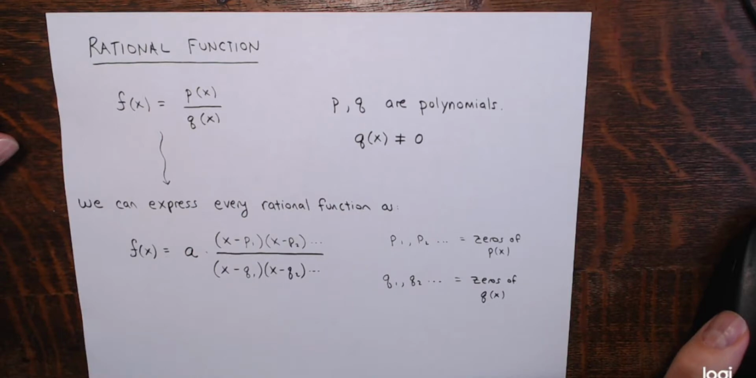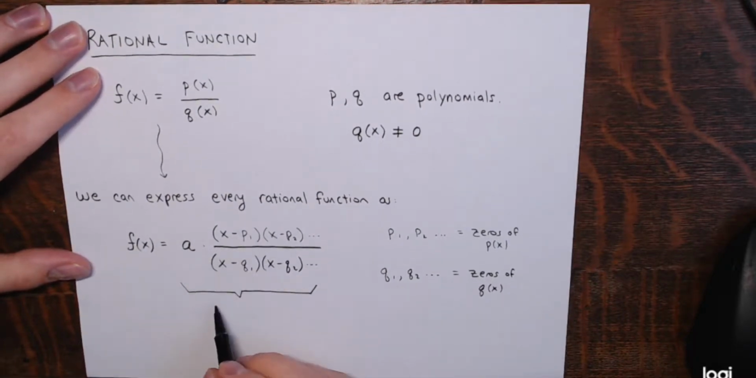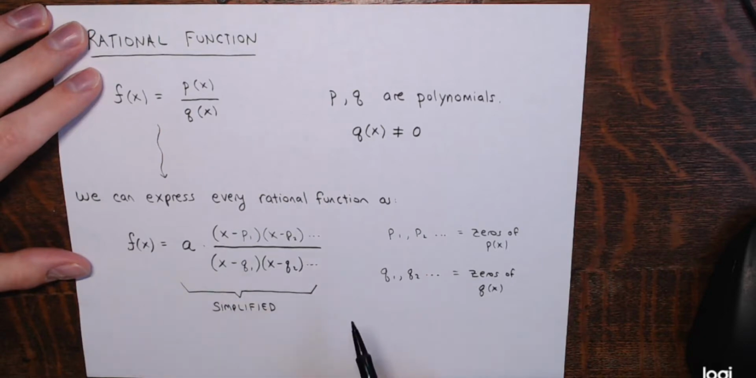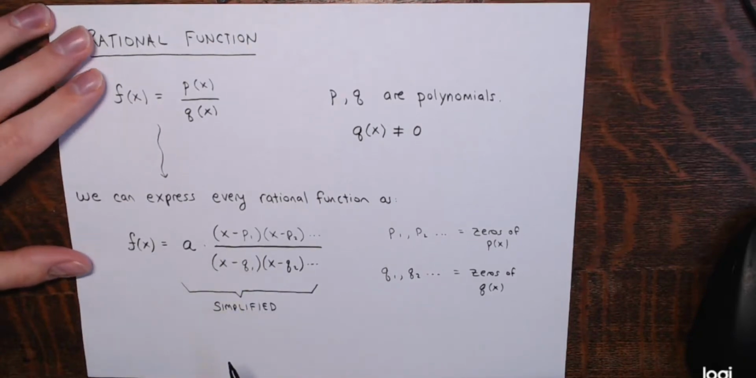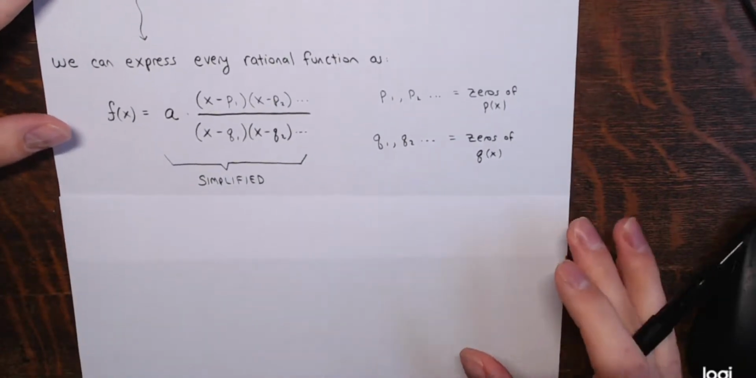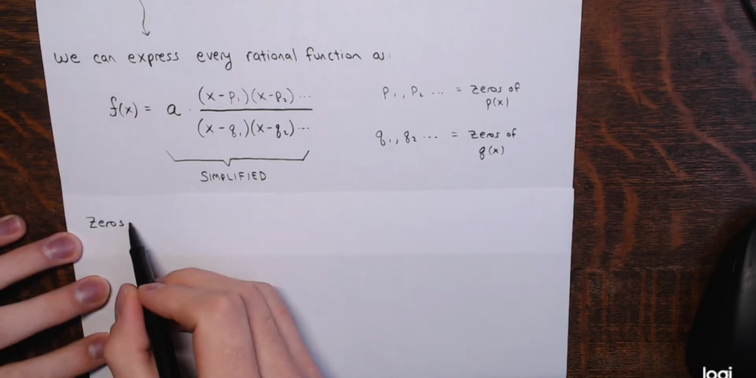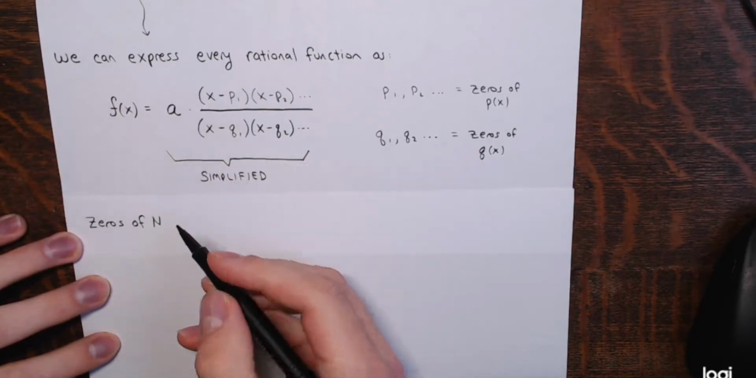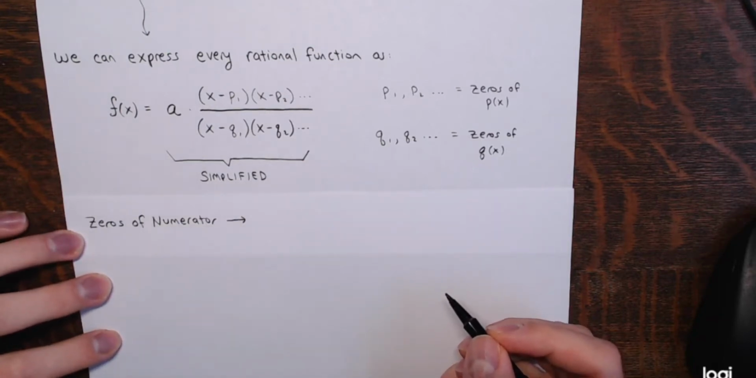Now, when I say we can write it this way, of course, I want it to be in simplified form. So I'm just going to say, assume this is simplified, meaning that the numerator and denominator don't have any common factors. If the numerator and denominator don't have any common factors, it's in simplified fashion like this, then we can look at the zeros of the polynomials and see what's going to happen on the graph. So all the zeros of the numerator in simplified form will show you where the x-intercepts of the graph are.